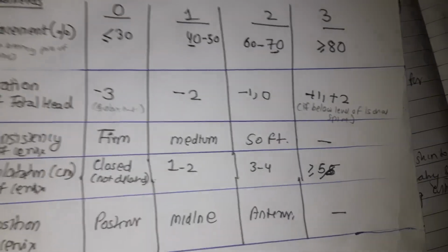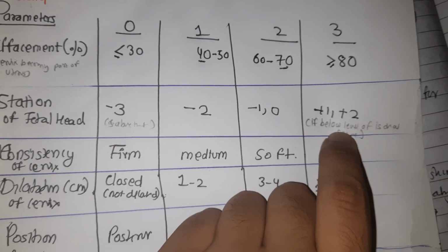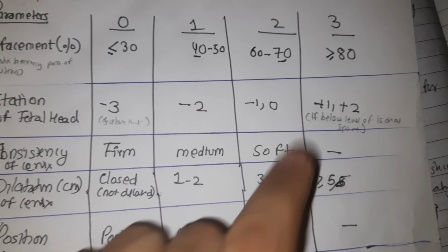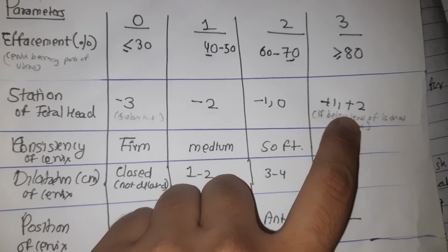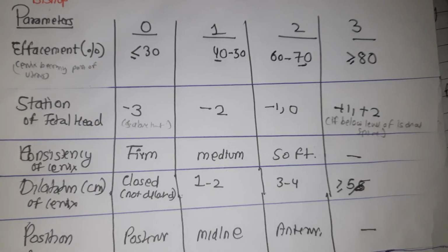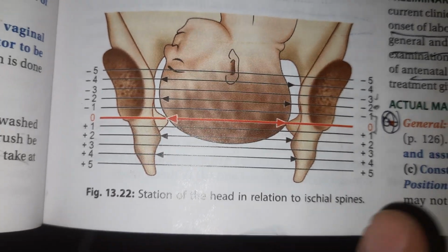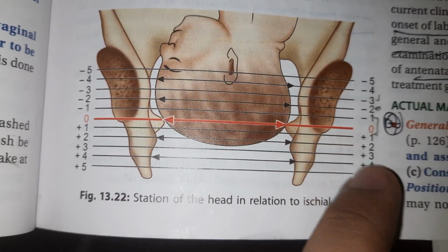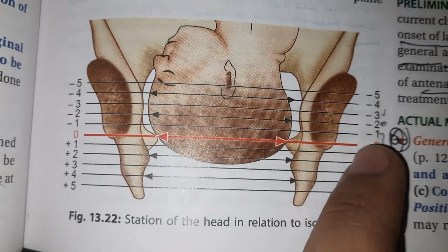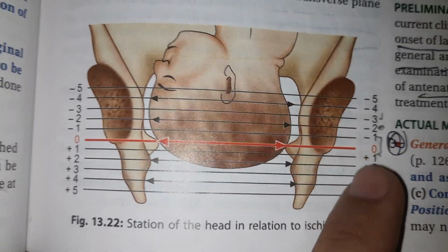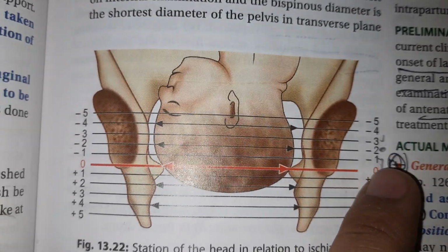And then we have the station of the fetal head. If the station of the fetal head is below the ischial spine, that is a positive station. We will see this through a picture. This picture shows the station of the head in relation to the ischial spine. If the head is in the positive range, then the Bishop score is 3. And if it is either 0 or -1, then it is Bishop score 2.